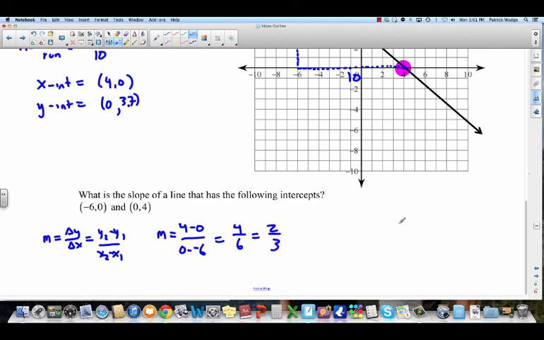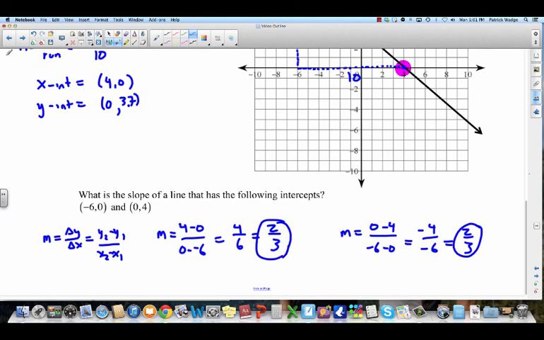There's my slope. By the way, we could have done it the other way, right? Instead of 4 take away 0, I could have gone 0 take away 4, getting the difference between the y values that way. But if you did that, you'd have to go -6 take away 0. 0 take away 4 is -4. -6 take away 0 is -6. Two negatives make a positive, and 4 over 6 is 2 over 3. We get exactly the same answer. There you go. We're all done.